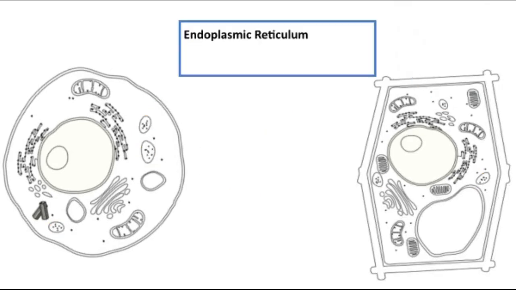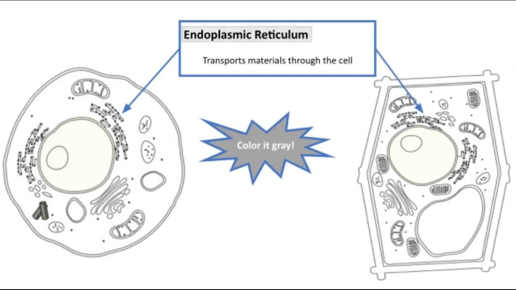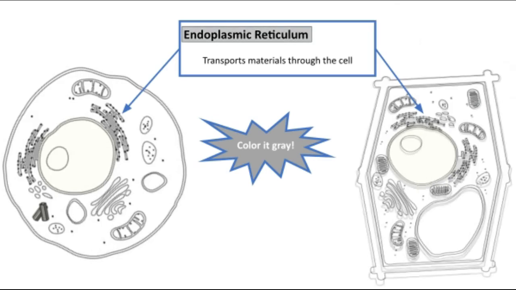The next cell organelle is the endoplasmic reticulum, also known as the ER, and it's responsible for transporting materials through the cell. The ER has two types. One is rough and one is smooth. The difference between the two is that the rough is made up of ribosomes on top, so it looks rough. Remember, those ribosomes are those dark black circles. So in these pictures, they have rough ER because there are black circles, or ribosomes, on them. Go ahead and color these ones gray.